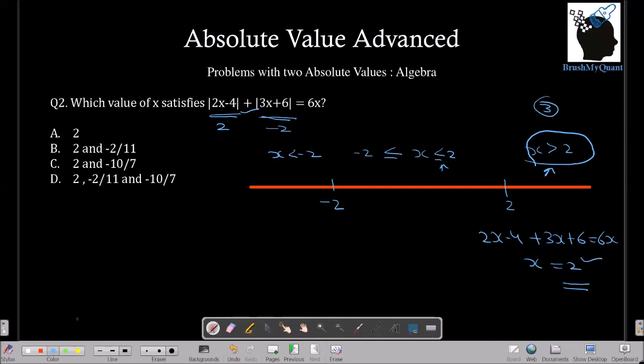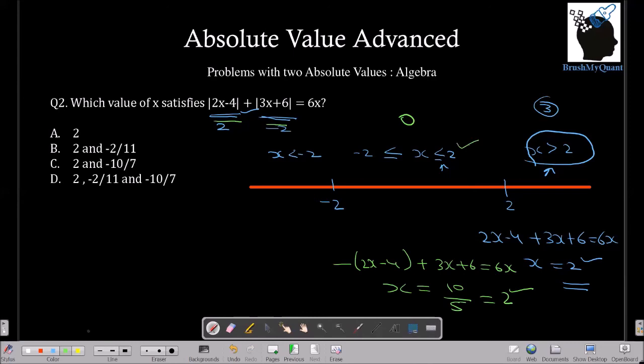Now let's try the second one where x is between 2 and minus 2. Let's say we put x is equal to 0. If we do that, the value inside the first absolute value is negative and the value inside the second absolute value is positive. So first one will open as negative and second one will open as positive. And if you simplify this, you will get the value of x as 10 by 5 or nothing but 2, which is correct because 2 was in our range.